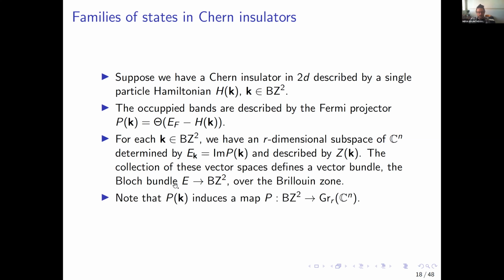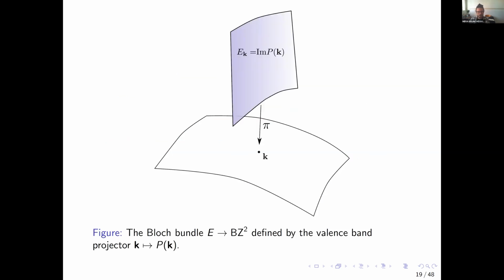And also note that because the Grassmannian of r subspaces of Cn can be seen as the space of all orthogonal rank r projectors in Cn, the projector P of k defines a map from the two-dimensional Brillouin zone to the Grassmannian. Okay, continue. So this is just an illustration of this Bloch bundle. You have a point in the Brillouin zone, and over it you have a vector space of dimension r.